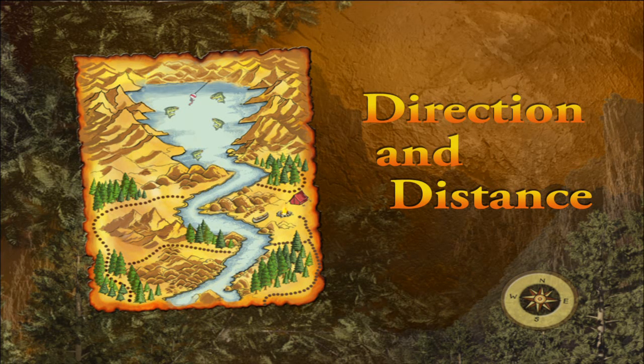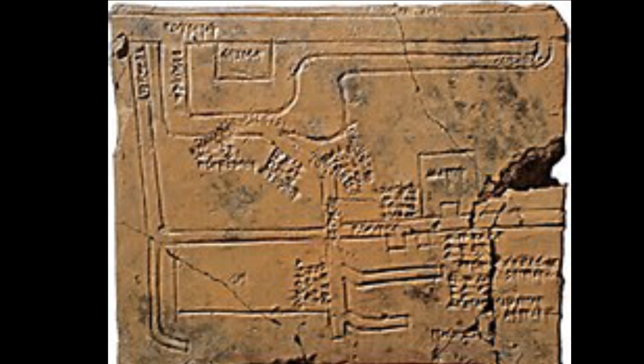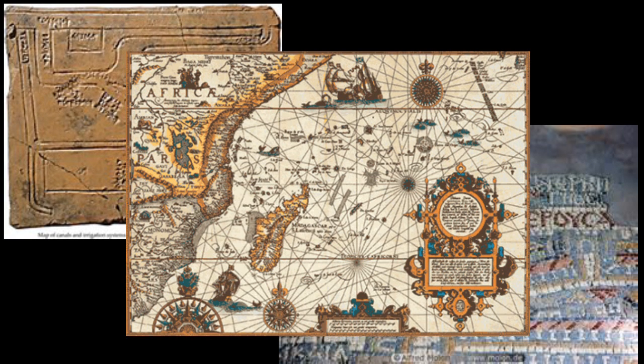Direction and distance. Have you ever drawn a map in the dirt to show someone where you live? Such drawings were some of the earliest maps. Other early maps were made of sticks tied together or pieces of wood sewn into a piece of sealskin. People have used maps for thousands of years to show where places are, how far it is from one place to another, and the direction to travel to get from here to there.